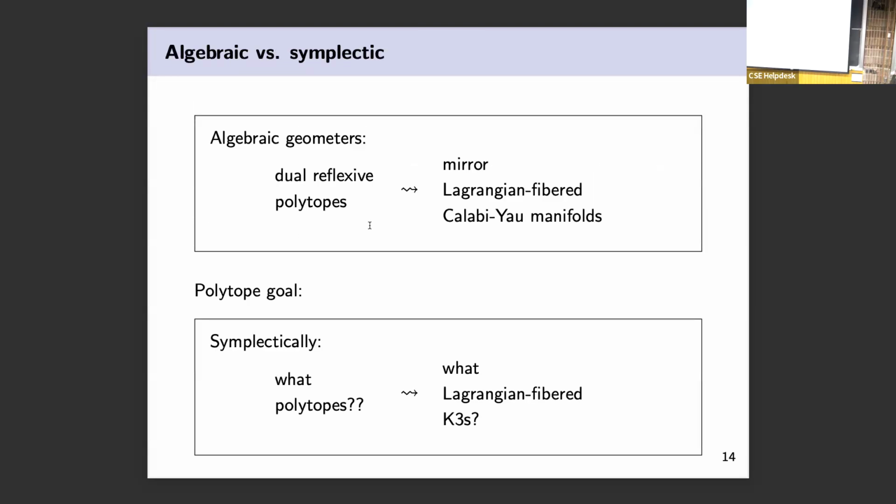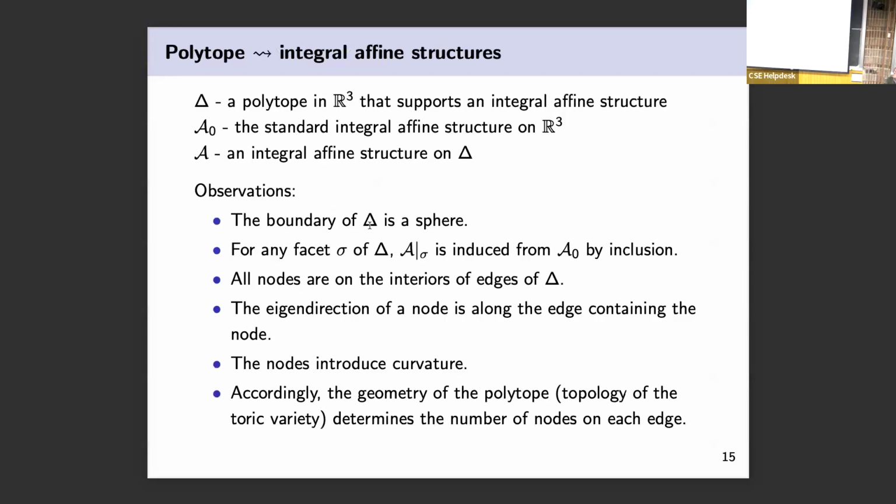But for the algebraic geometers, ultimately, dual reflexive polytopes give you mirror Lagrangian fibered Calabi-Yau manifolds. If you don't care about the algebraic geometry and you just want Lagrangian fibrations, then you could do this. You do the same thing, but what polytopes should you be looking at? The symplectic world is softer than the algebraic one. We should have more polytopes. I don't know what it means to say which Lagrangian fibered K3s we will get, but we can certainly ask which polytopes can come up.